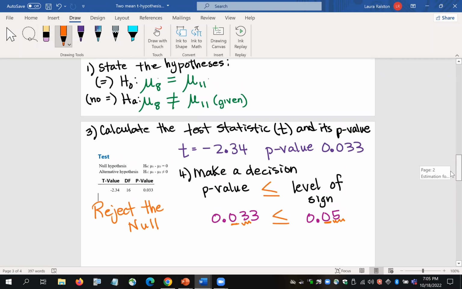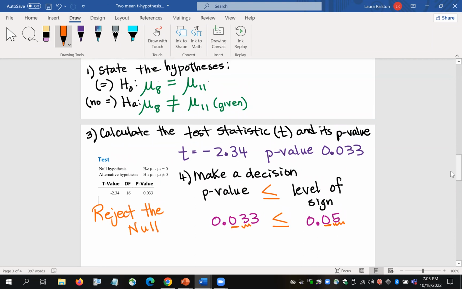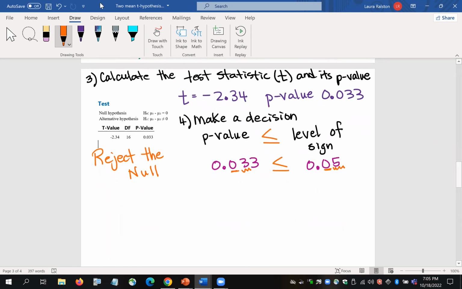Now, again, thinking about what that means. If I reject the null, that means the null is false or invalid. And by default, then the alternative is true or valid. So in this particular case, based on the data that we have, it appears that there is a difference in the mean final exam scores.